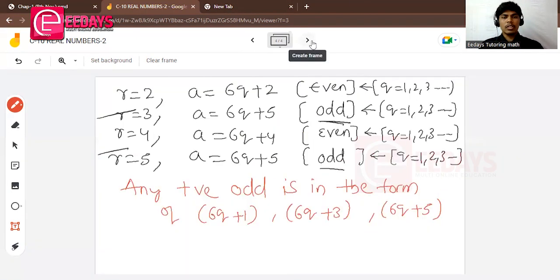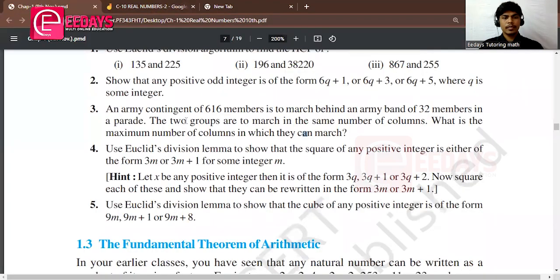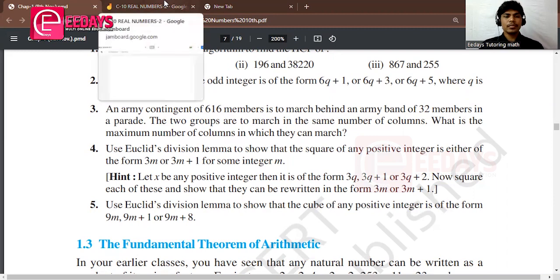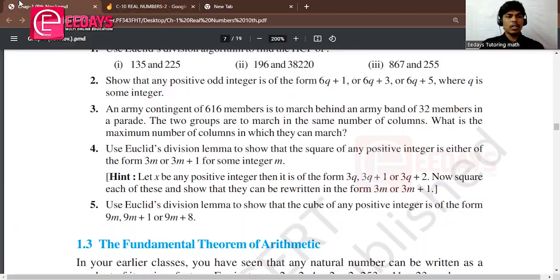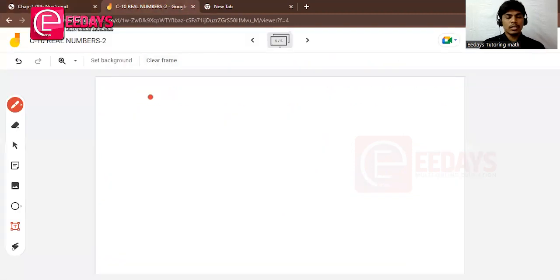Okay, let's solve another question. I hope everyone understood. The next question: in an army contingent of 16 members marching behind an army band of 32 members in the parade, the two groups march in the same number of columns. What is the maximum number of columns? If they ask for the maximum number of columns, we can do HCF. Let's solve the third question.